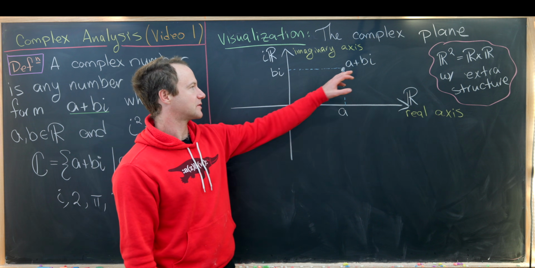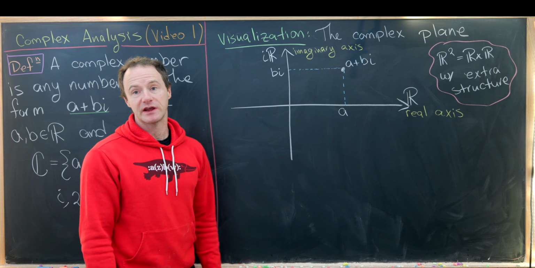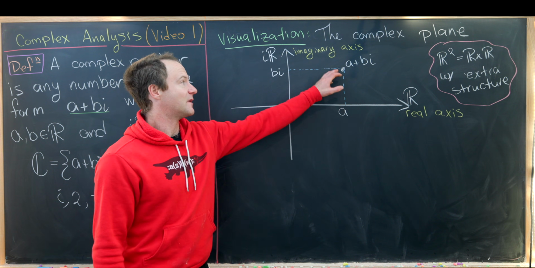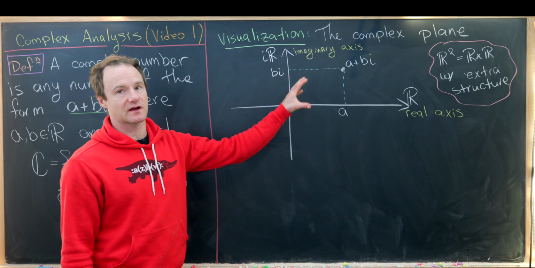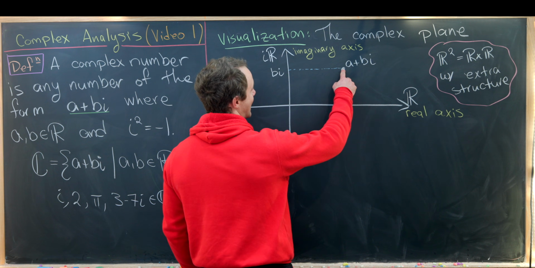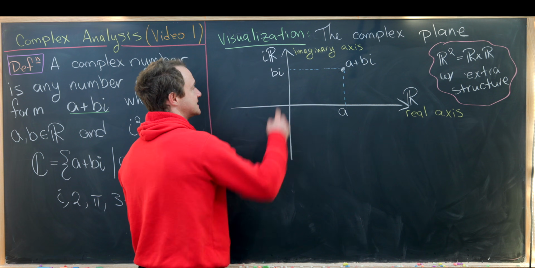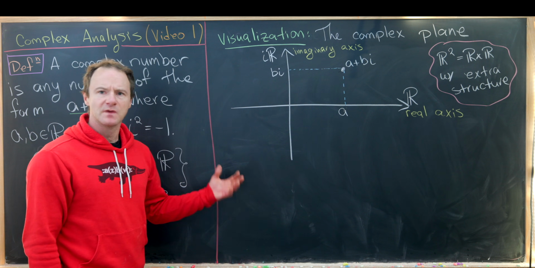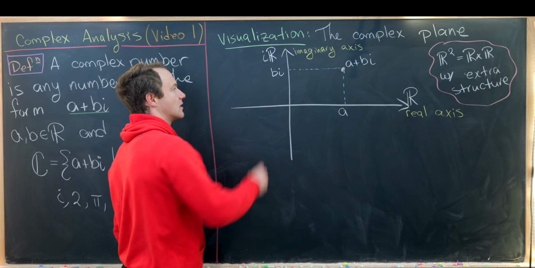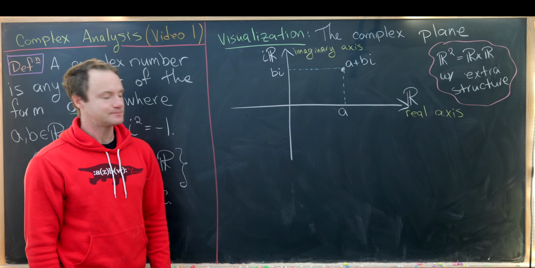So if we've got an arbitrary number in C, we can write it as a plus bi, like we said over here. But that corresponds to this point in the complex plane. So notice it's a units along the real axis, and then b units along the imaginary axis. But notice, like I said before, being on the imaginary axis means you are of the form b times i.